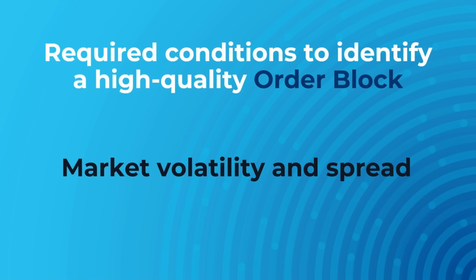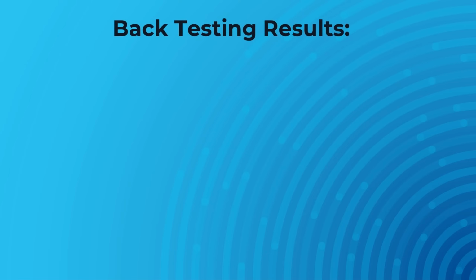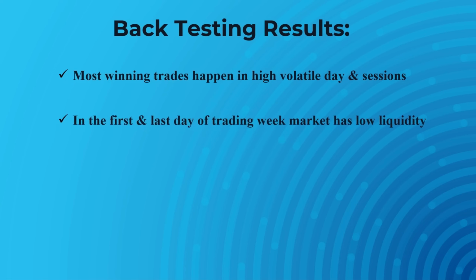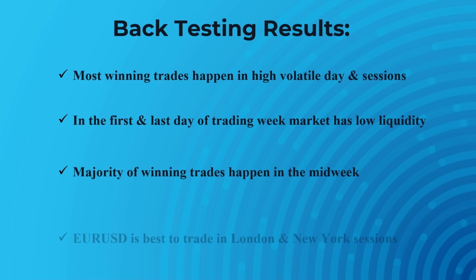The second factor you should consider when trading order blocks is the market volatility and spread. When we analyze the backtesting result, we notice that most winning trades happen in highly volatile sessions. Usually on the first and last day of the trading week, the market suffers from low liquidity. That is why the majority of winning trades happen in the midweek.